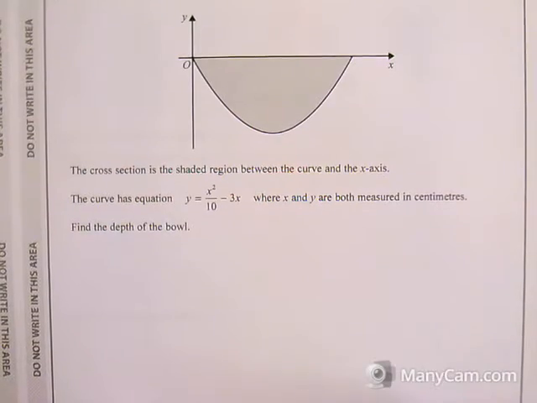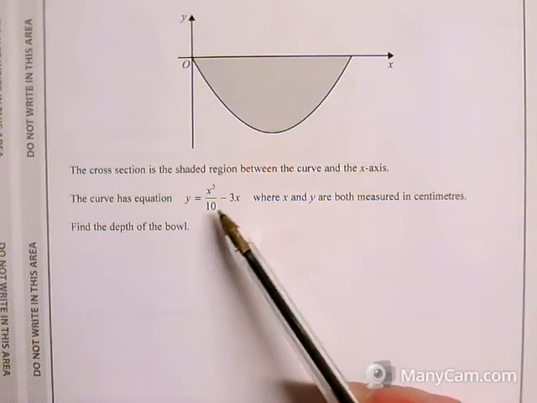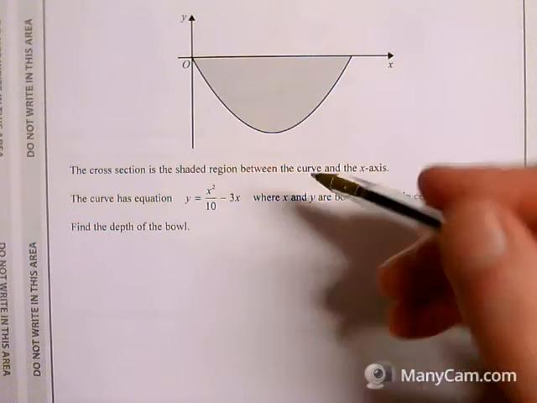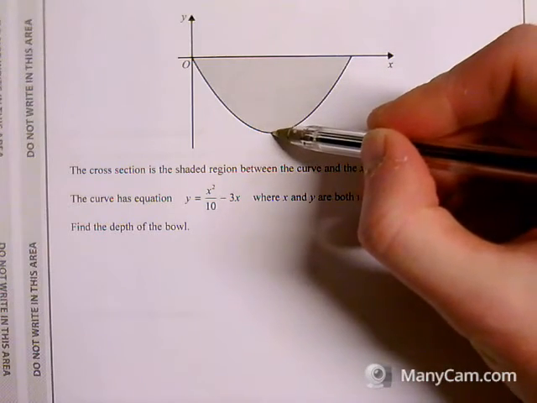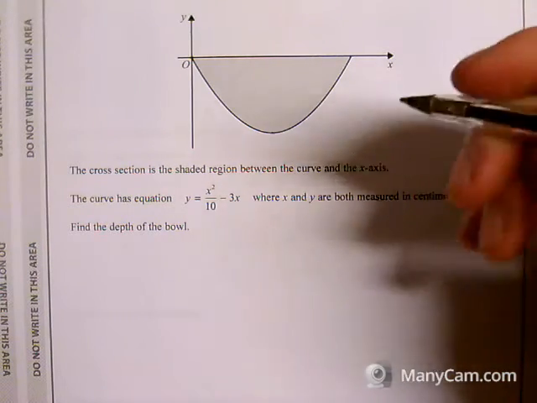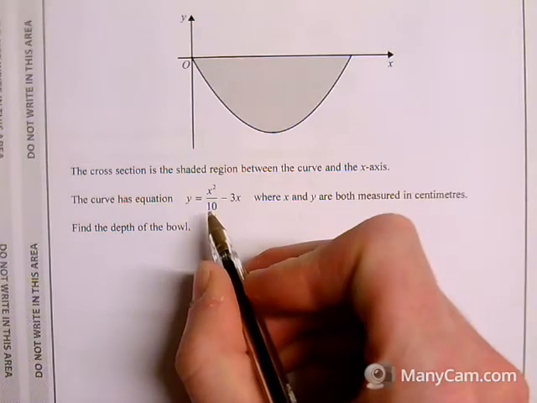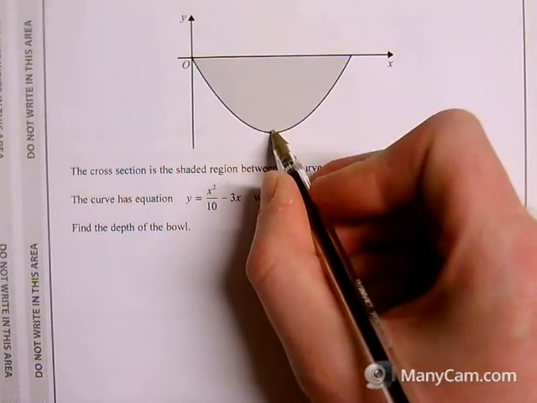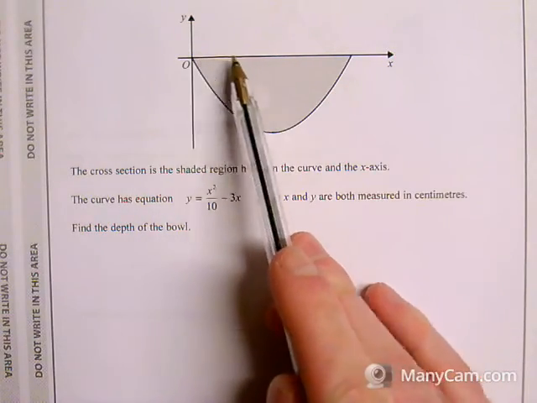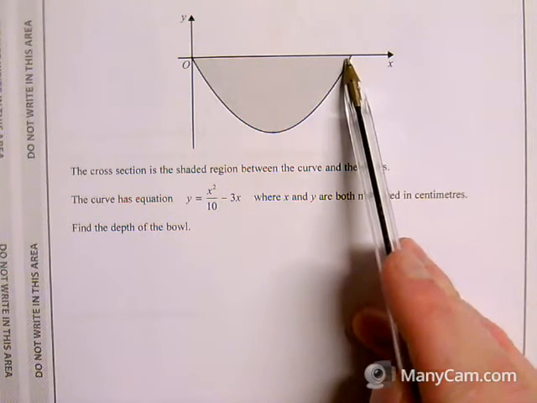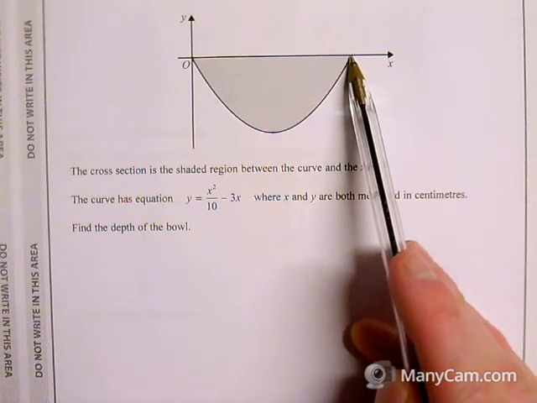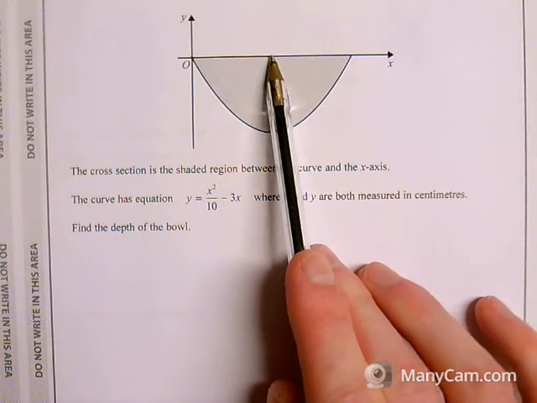So we're given the equation y equals x squared over 10 minus 3x, and we want to know the depth of this bowl. We want to know how far down the y-axis it goes. So I need to find out what this midpoint is here. If I found out how far along this goes, what its x-intercept is here, then I could just halve it to find the middle value.